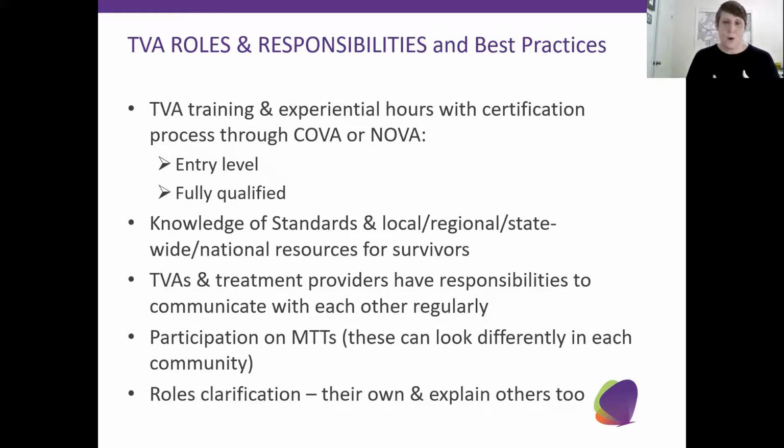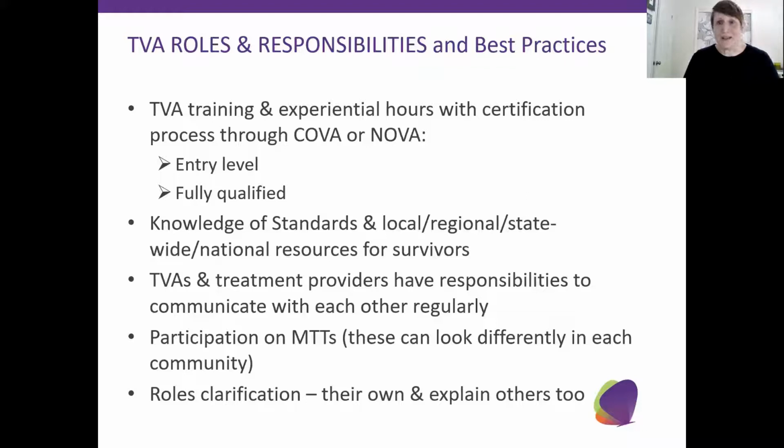So ultimately, because of that, the 7.0 training requirements were put into place to really make sure that TVAs have the skills, can have that background in order to do this kind of delicate work. They can get a certification through COVA, the Colorado Organization of Victim Assistance, or NOVA, the national version of that. They don't have to attend COVA or NOVA training specifically. It's more about getting those hours and being either at the entry level or the fully qualified level.